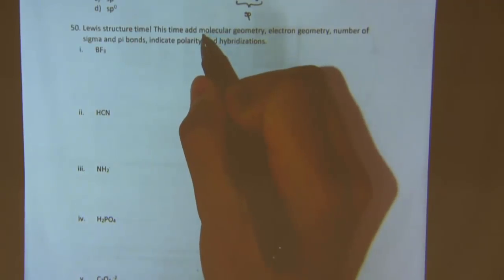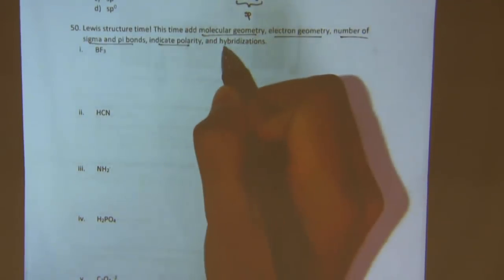So for 50, we're going to do Lewis structures. We're going to want the molecular geometry, electron geometry, the number of sigma and pi bonds, whether or not it's polar, and the hybridizations. So that's a lot, but hopefully we'll get through it. For this particular compound, we have 3 valence electrons for boron, and fluorines, like the halogens, would have 7 each. So we would have a total of 24.